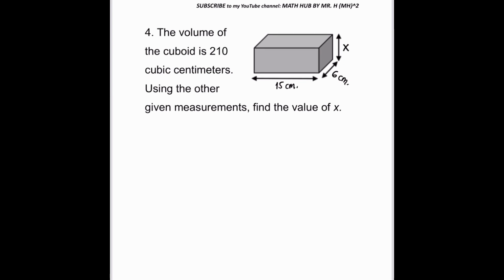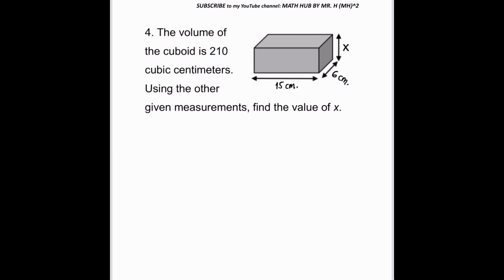All right, so fourth question, the volume of the cuboid is 210 cubic centimeters. Using the other given measurements, find the value of x. So we're given the diagram here. So cuboid or rectangular prism. And you're given this measurement, which is 15 centimeters right here. You got 6 centimeters here. But this measure represented by x is what we need to calculate. We were given the volume of the solid.